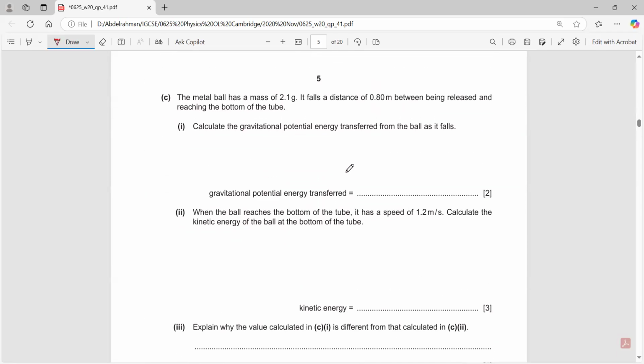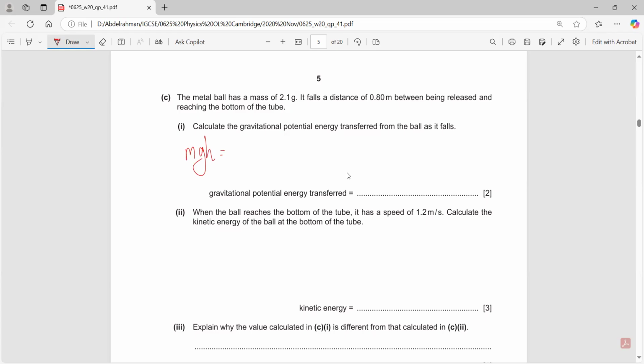The metal ball has a mass of 2.1 grams. It falls a distance of 0.8 meters between being released and touching the bottom of the tube. With distance and mass, can I find the gravitational potential energy? Yes, definitely I can.